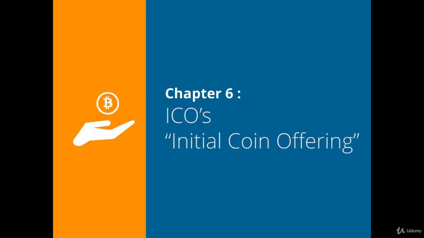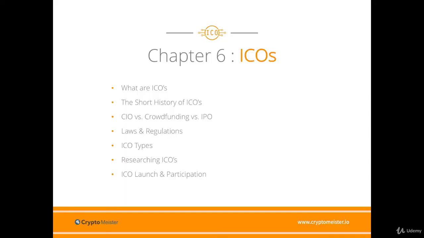ICOs have exploded cryptocurrency market growth, and in this chapter you will learn how to take full advantage of these opportunities. Chapter 6 introduces you to ICOs, their history and how they differ from other funding methods. We cover the ever-changing laws and regulations specific to ICOs, as well as different types to look out for. We simplify the process of selecting the best ICOs and then break down what you need to know to participate in an ICO.